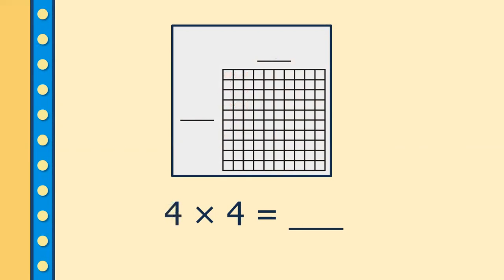All right, 4 times 4, same thing. Do this one on your own. You don't have to draw the picture if you don't want to. Just see if you can solve the multiplication problem. We have 4 down, you have 4 across, and you should have gotten 16.